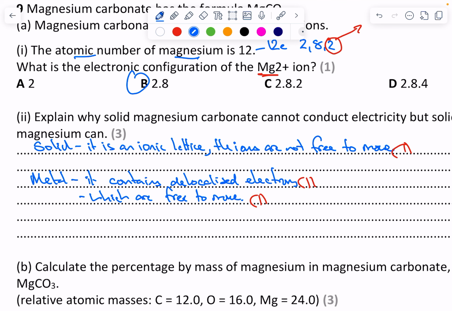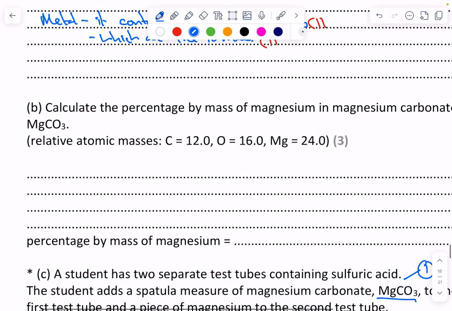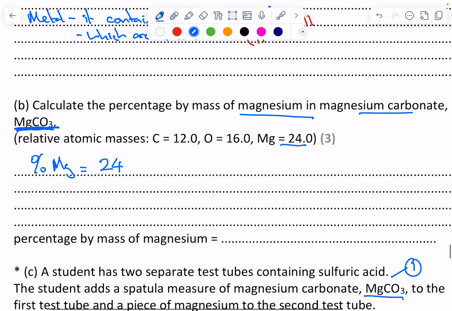Okay, next one. It wants us to calculate the percentage mass of magnesium in this magnesium carbonate. So, percentage mass of magnesium, we want to know how much magnesium is in here. So magnesium, there's only one of them, and one of them has a mass of 24. So 24 is the value for that. We then need to work out the mass of this whole formula. So I'm going to do that over here.